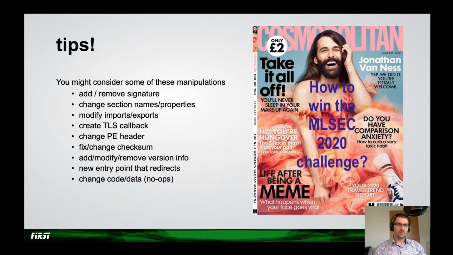Some tips and tricks you can use to win the competition: add or remove signatures, change section names or properties, modify imports or exports, create a TLS callback, change the PE header, fix or change the checksum, add, modify or remove version information. You can add some new entry point that redirects the code flow, or change some code or data which doesn't break the functionality.